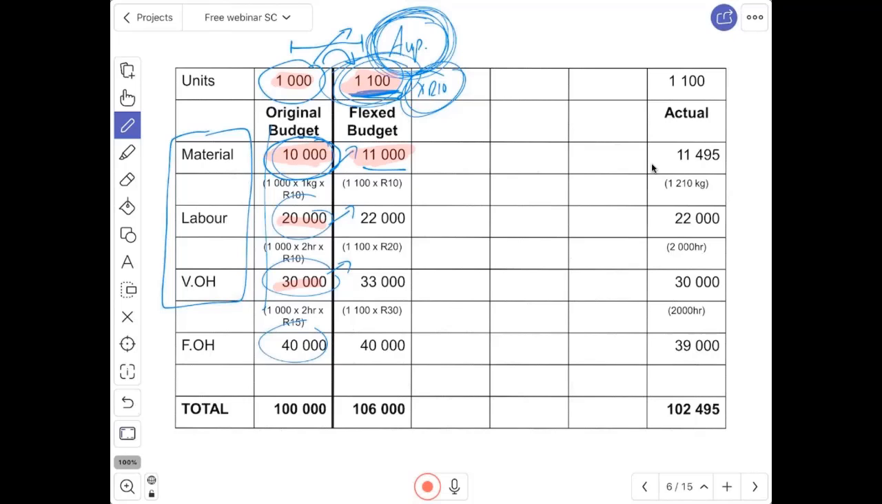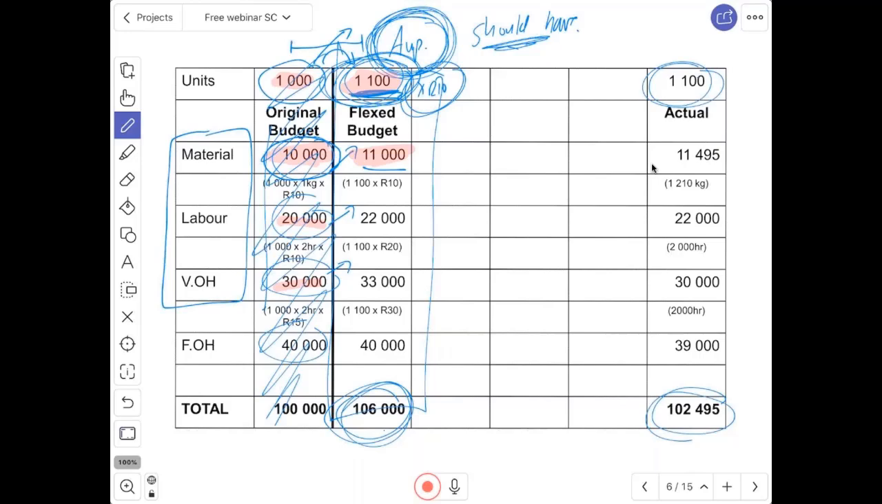Okay, so let's come back to this. So now we know we can ignore the original budget because we've got a new budget, our should have budget. Because our should have is what we will be measured against. Our actual should be equal to our should have if we did everything correctly. We're comparing 1,100 units to 1,100 units, apples with apples. So now I'm going to throw away the original budget. And you'll also see at the bottom, before I do that, our should have cost is now higher, 106,000. So we actually spent less than what we should have spent. So it was not as bad as we thought.